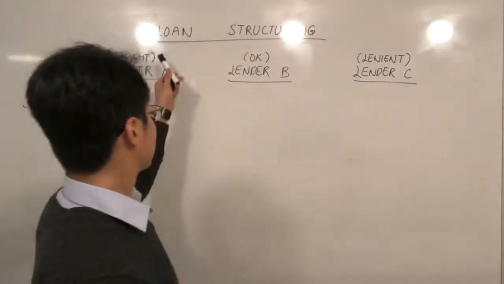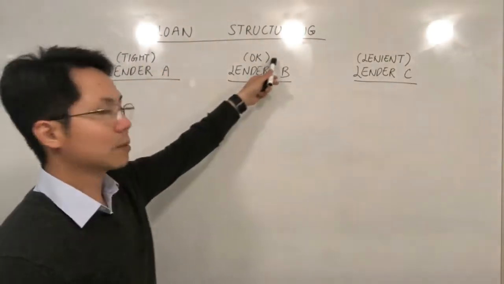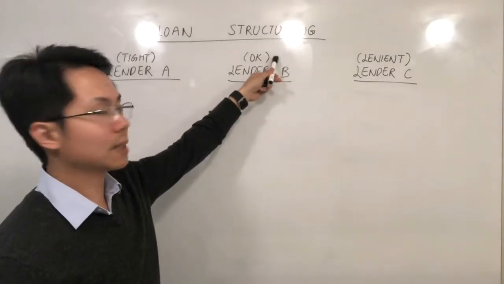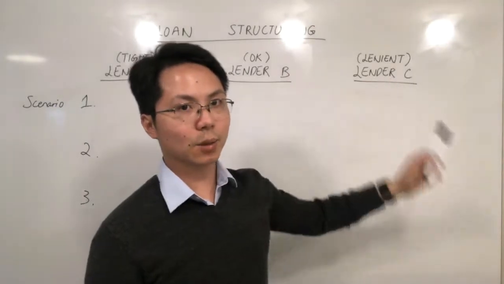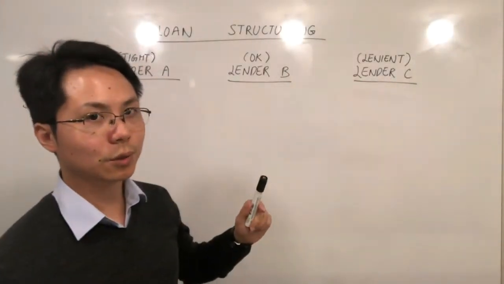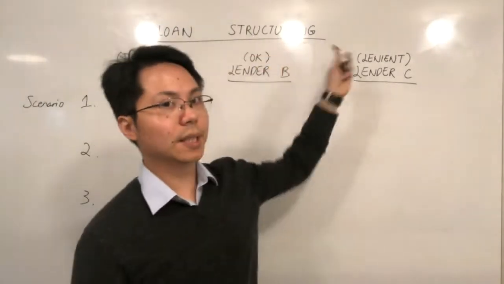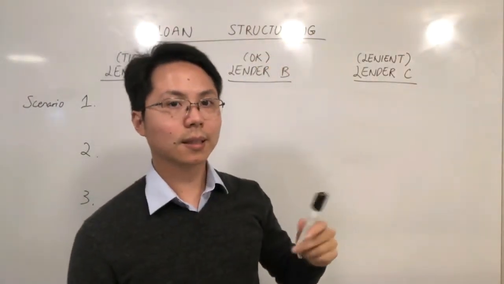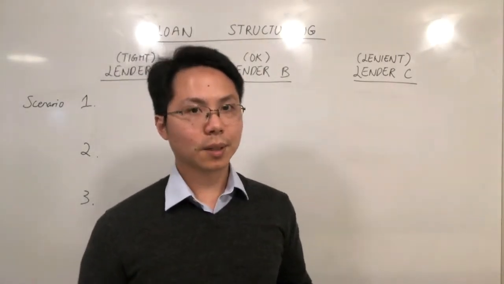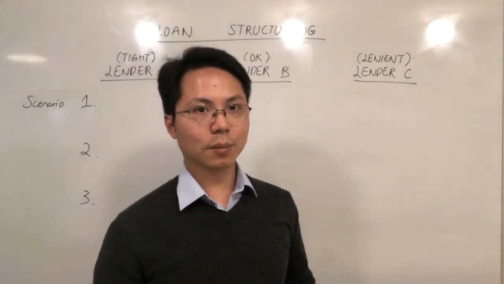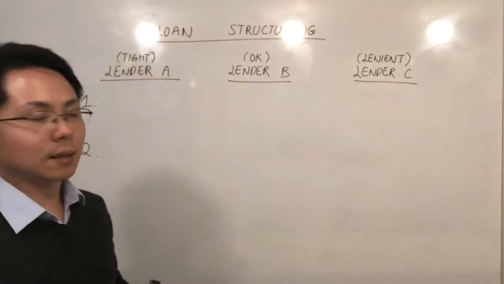We will look at starting off with the tightest lender. Let's call in this case lender A. And then we move down to the moderate servicing lender, let's call this lender B, and then the most lenient lender, let's call this lender C. So essentially loan structuring is we work from the tightest lender all the way down to the most lenient lender, okay? That's a very simplistic term. Why is that important? I like to illustrate using a couple of examples so that it will be easier for you to understand. So let's look at scenario one.